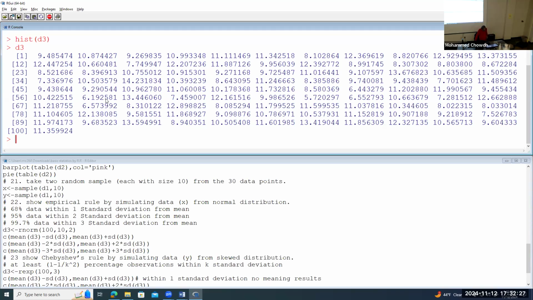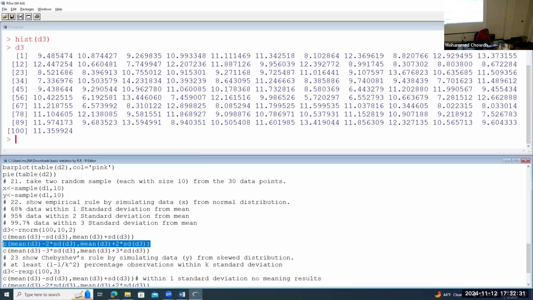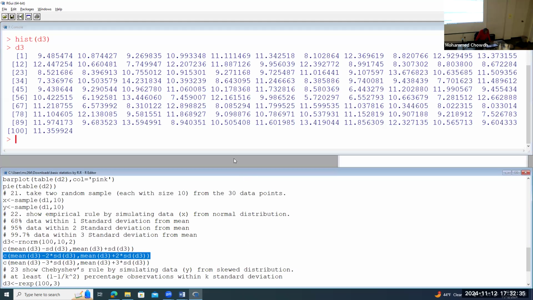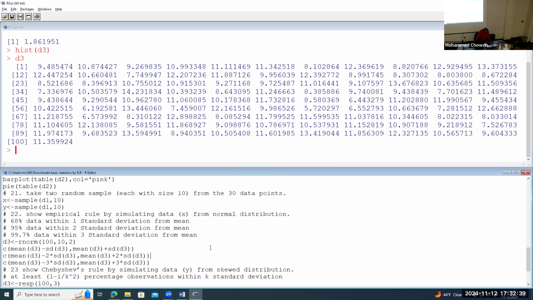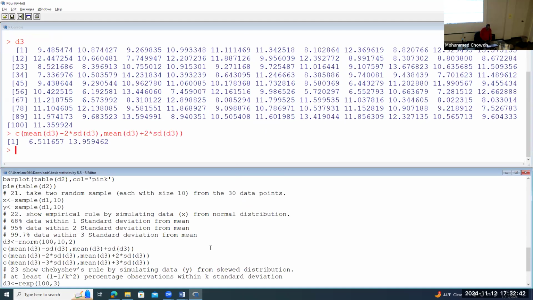Okay. So this is the data. Now, if I want to find that one, what is this value? I said this one will capture 95% of the values, okay? So from 6.51 to 13.95, I will get 95% of those values. Are you understanding? Okay, let us do these things.